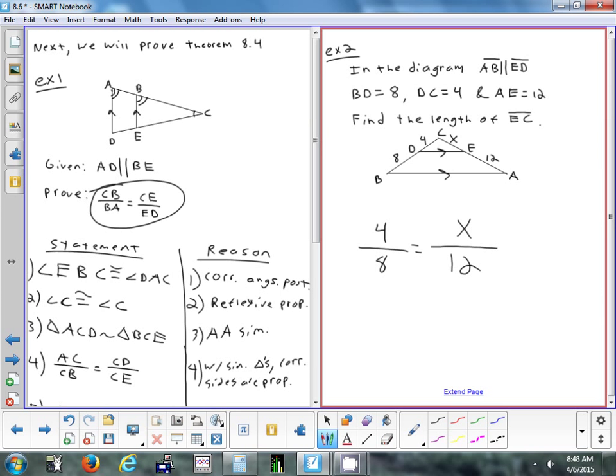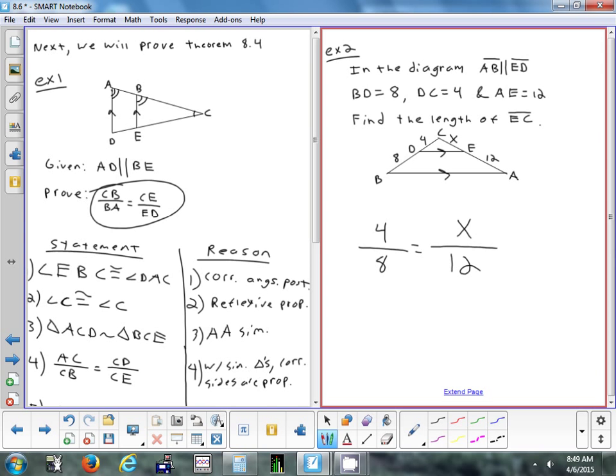Now, how did you say to do it, Alyssa? Let's see if it would have come out the same. 4 over x and 8 over 12. As long as 4 and 12 are on a diagonal, okay? As long as 8 and x are on a diagonal, that way would have worked fine. It just didn't follow the same pattern as our theorem. She just rearranged it a little bit. But that would have been fine.